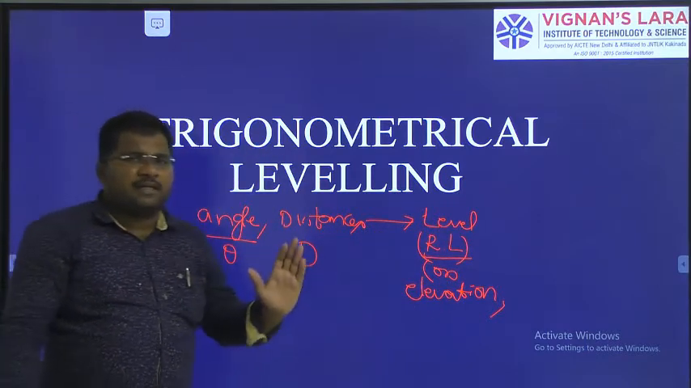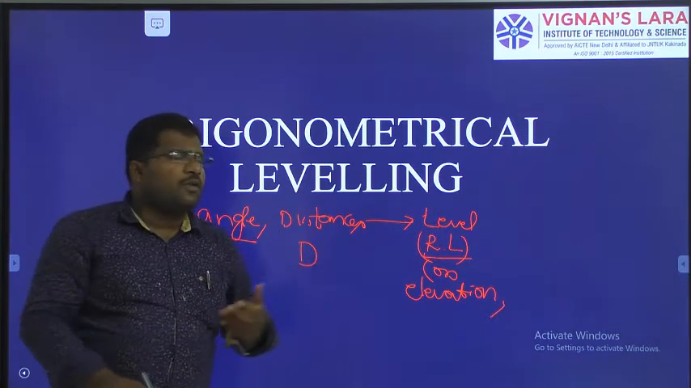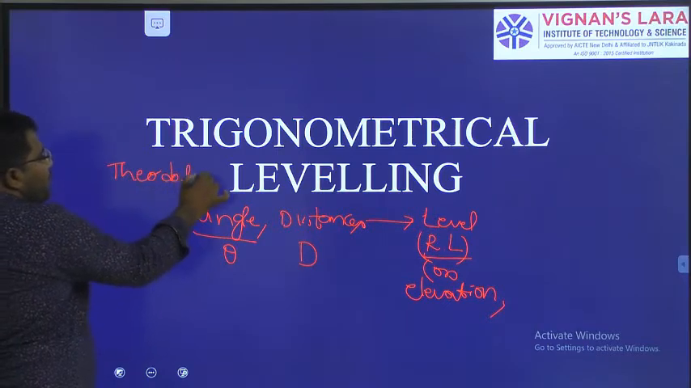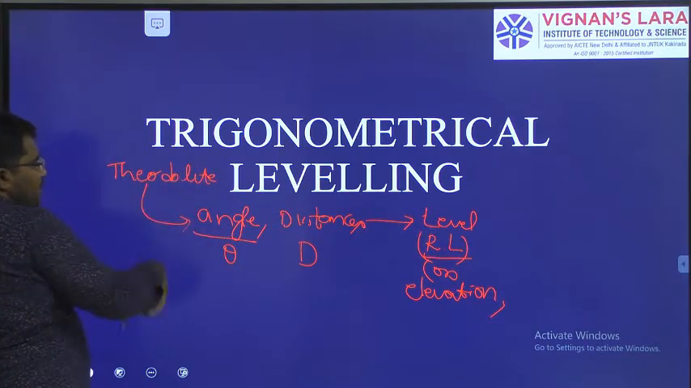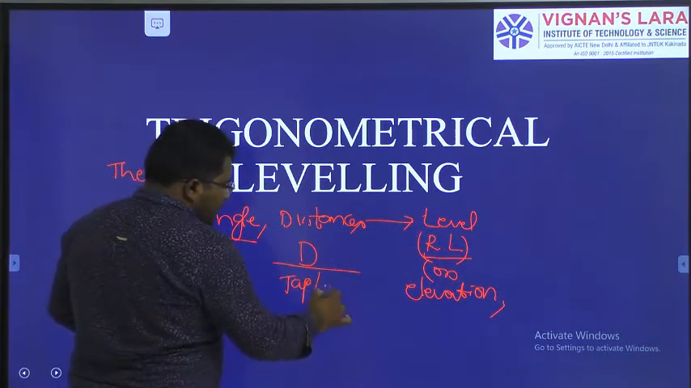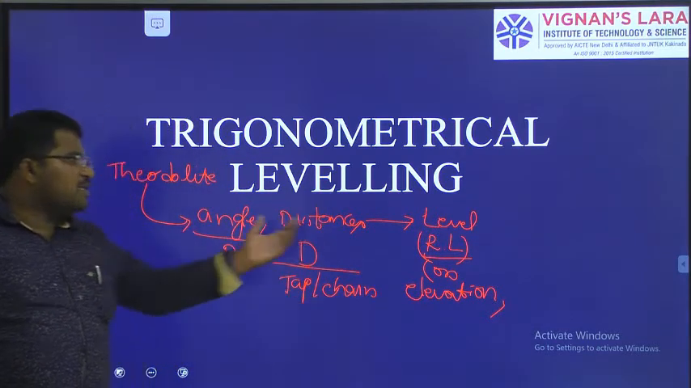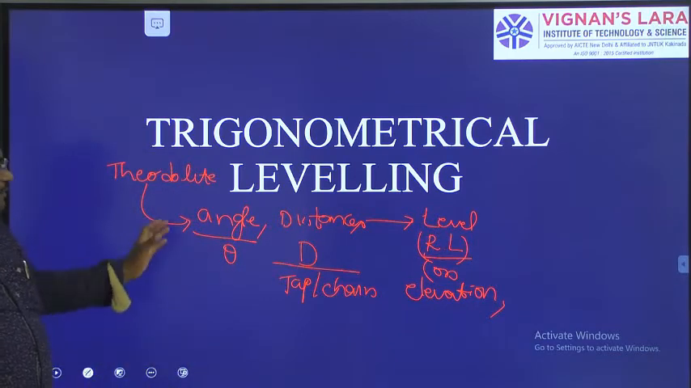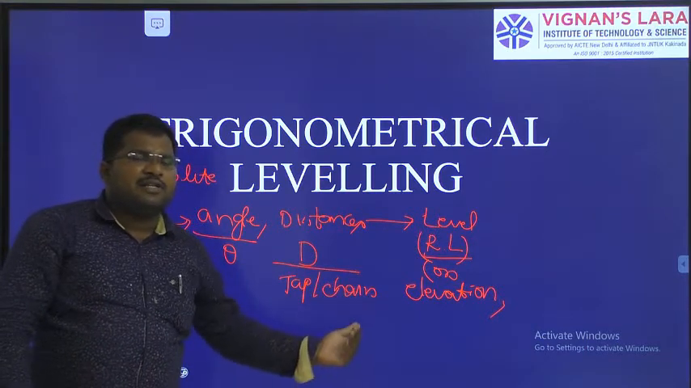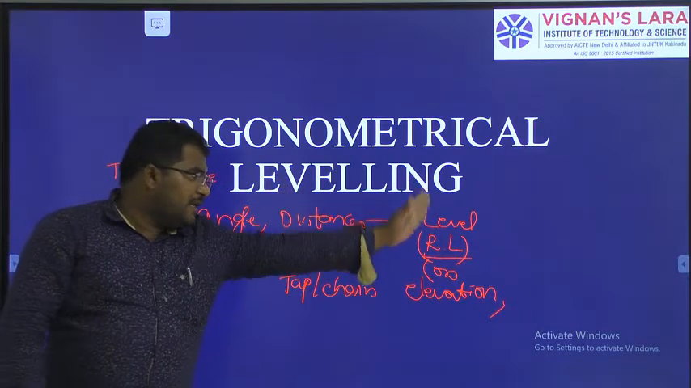That is called trigonometric leveling. In this, we are going to use the theodolite to take the readings of angles, and to measure the distances we use tape or chain for taking horizontal distances. With the help of these two, we know the level difference or the elevation, the reduced level of a particular object without setting up a leveling staff at the object.